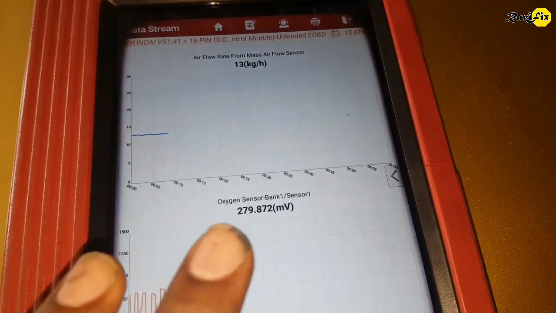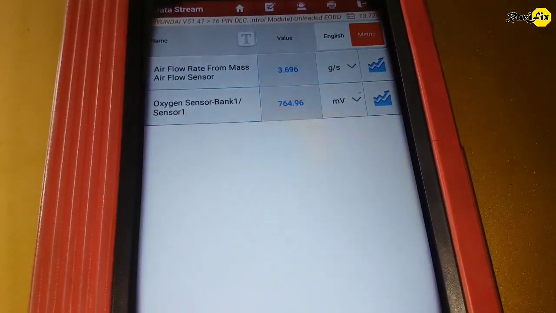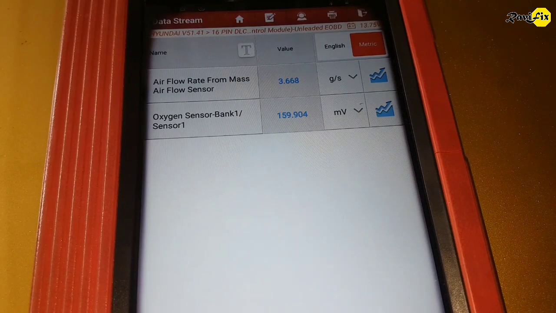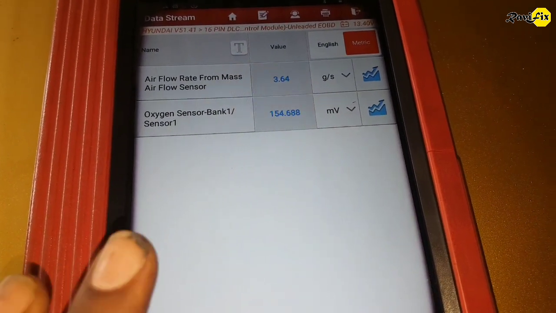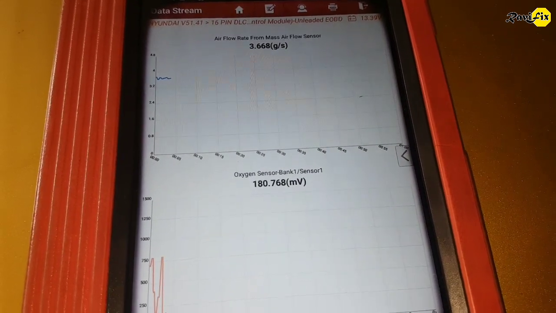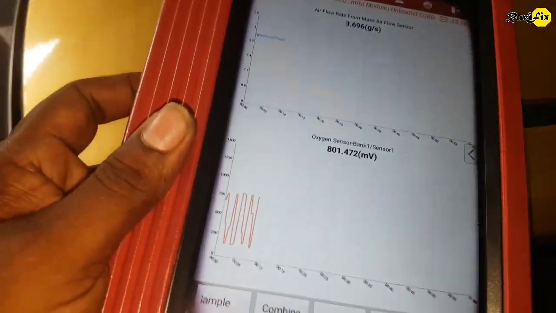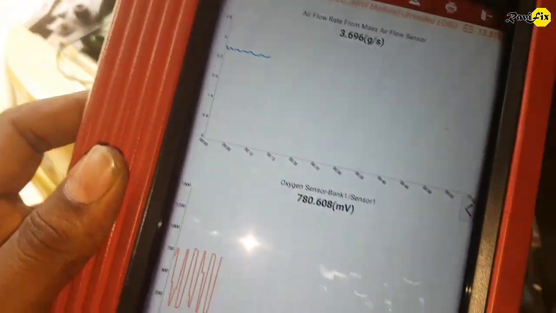But the airflow rate is showing here in kilograms per hour, so let's change it to grams per second. It's showing 3.6 grams per second. It is a bit higher than normal at idle. But look at the oxygen sensor signal. That is perfectly switching between rich and lean as normal.